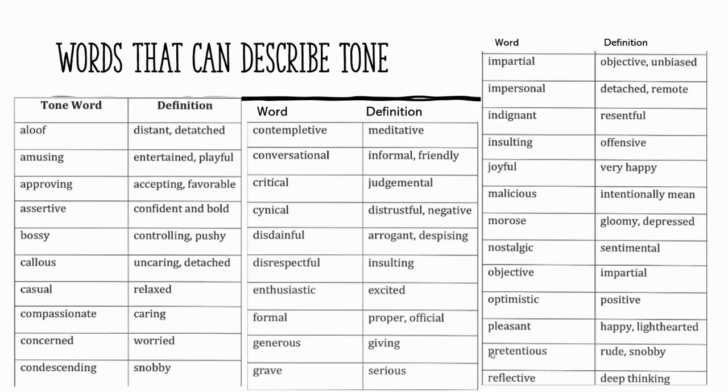Here's a bunch of words that can describe tone, and these are attached to our course page in our Keystone file. But we have aloof, which is distant or detached, contemplative, which is meditative, conversational, informal or friendly, bossy, controlling or pushy, morose, gloomy or depressed, objective, impartial, enthusiastic, which is excited, formal, which is proper or official, reflective, which shows deep thinking.